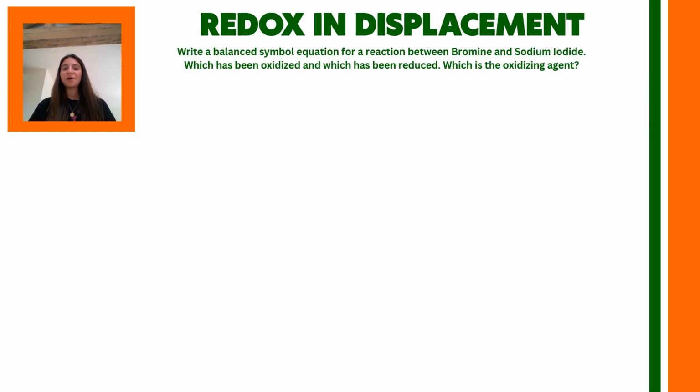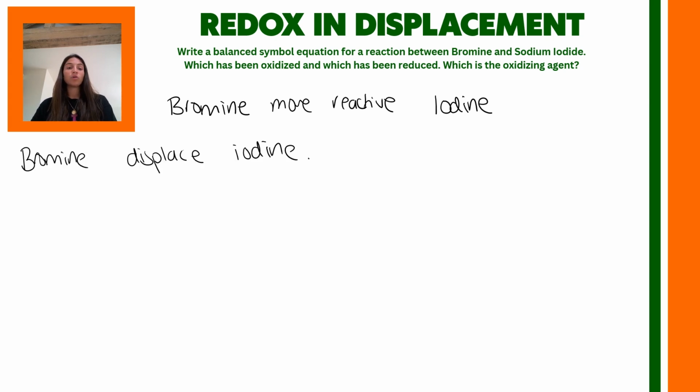Okay, let's do another example here. Write a balanced symbol equation for a reaction between bromine and sodium iodide. Which has been oxidized, which has been reduced, and which is the oxidizing agent? So bromine is your halogen, which is more reactive than iodine. So what you can say is that bromine will be able to displace iodine.